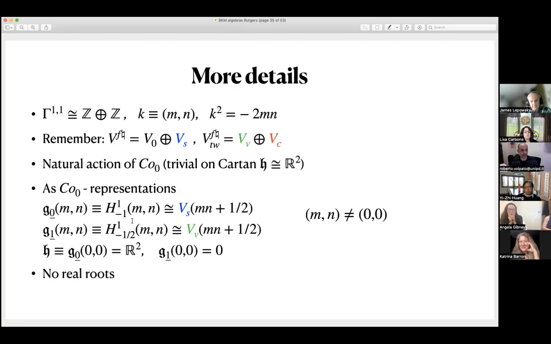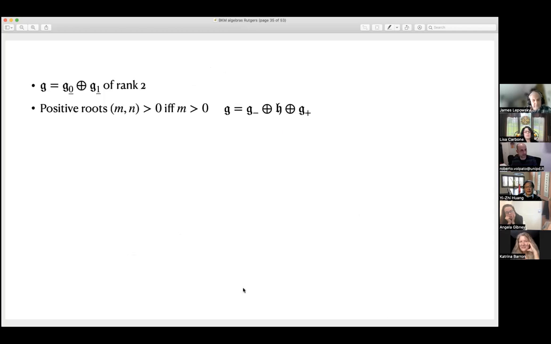The odd part comes from the twisted modules. And in this case, the GSO projection selects this guy here. So you have the even parts which come from this VS and the odd parts which come from this. And they are naturally Conway modules. They have a natural action of Conway induced by the action on the algebras. So this is a superalgebra with no real roots, and these are all imaginary roots.